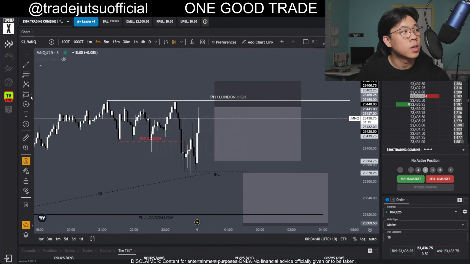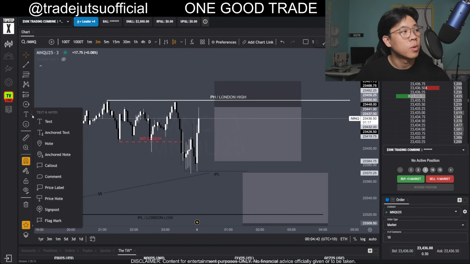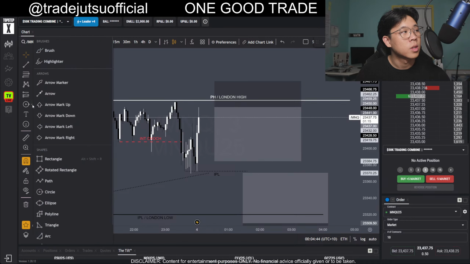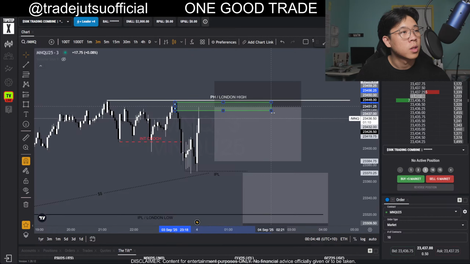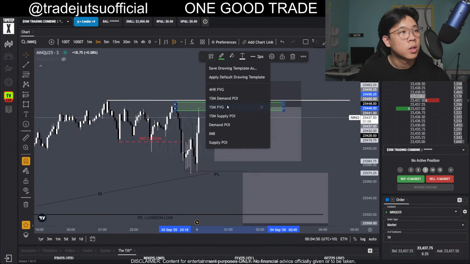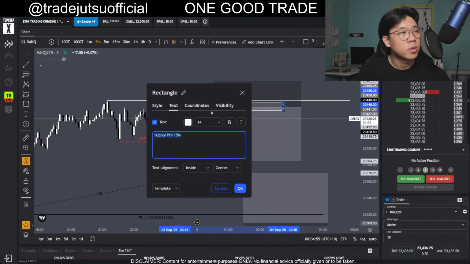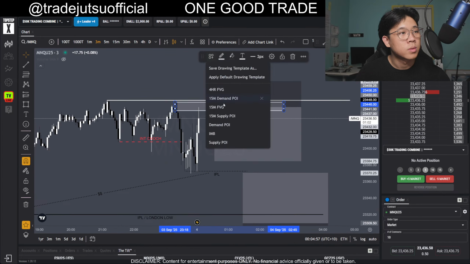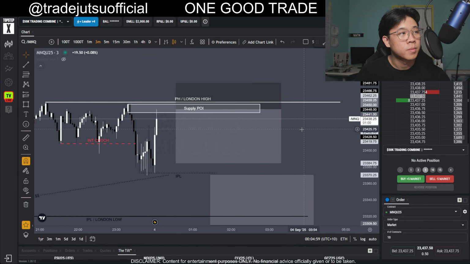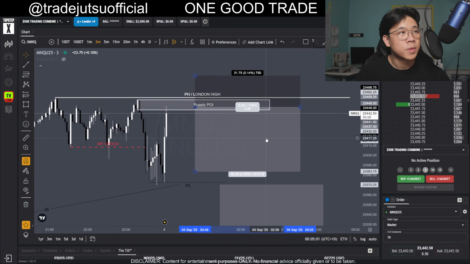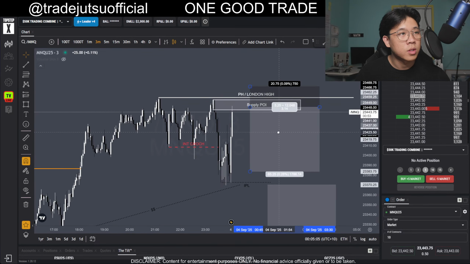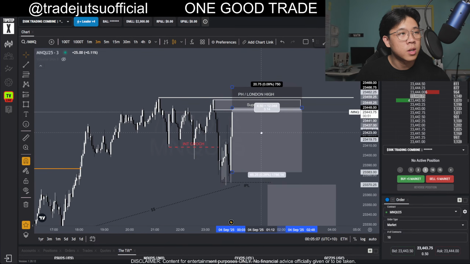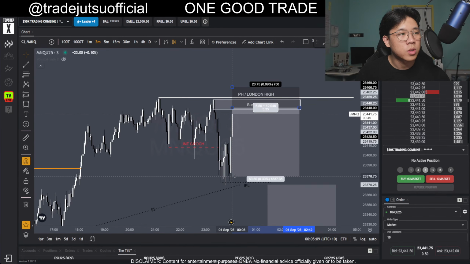Tapped into this 3-minute point of interest. Supply point of interest. If I was to trade, the trade would be something like this. Let's have a look. It is pretty volatile. I would have entered here. Took it to this internal protected low.